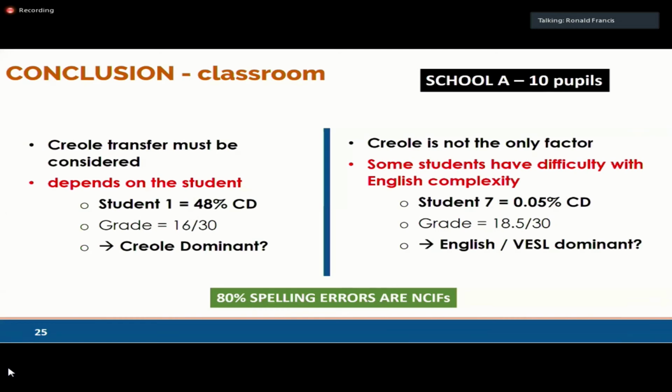On the other side, some students have difficulty with just English complexity. So this student received 8.5 out of 30 in the essay, but only 0.05% of the errors were Creole influenced. So it means that there is a need to consider whether or not a student walks into the classroom having difficulty with Creole transfer issues or just English complexity issues, and not making a curriculum that is one size fits all.